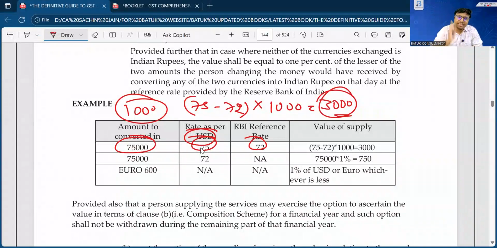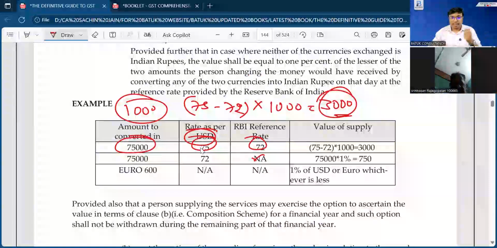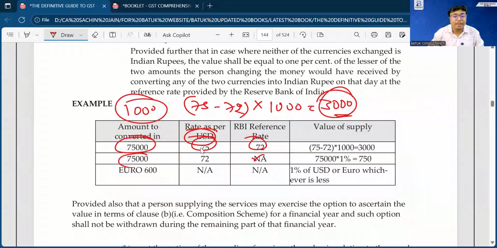Suppose the RBI reference rate is not available, because there are multiple currencies for which the RBI reference rate is not available. In that case, the government has given the rule that the amount which you are converting, multiplied by 1%, that is 1% of the amount which you are converting into foreign currency, will be treated as your value of supply. So 750 rupees will be treated as your value of supply.